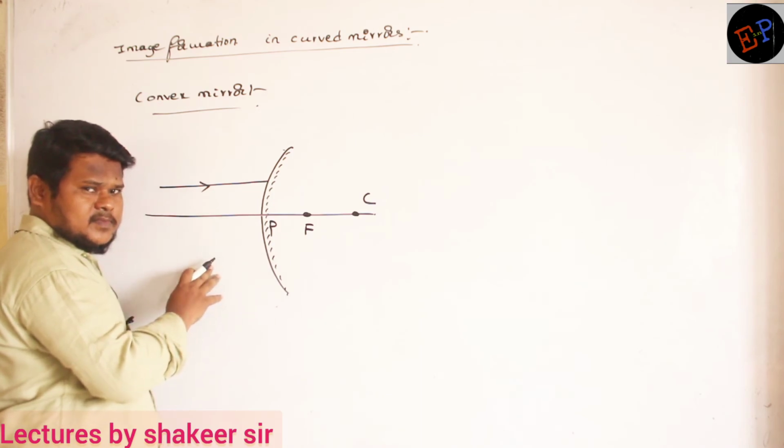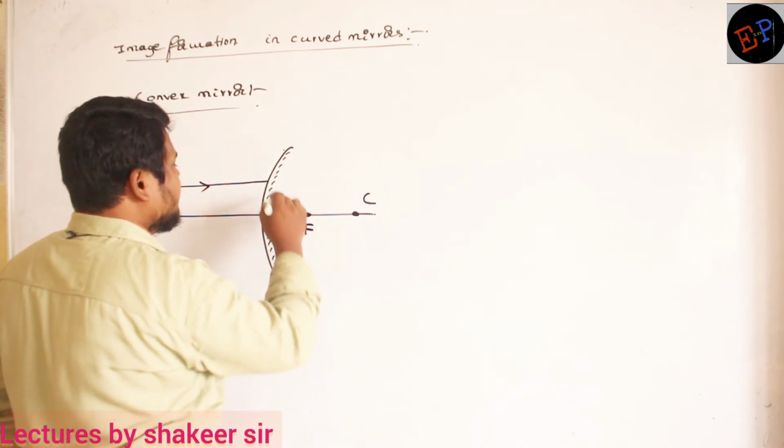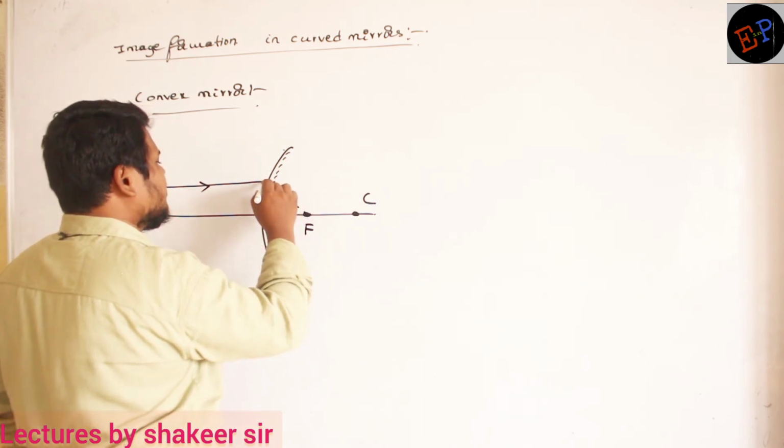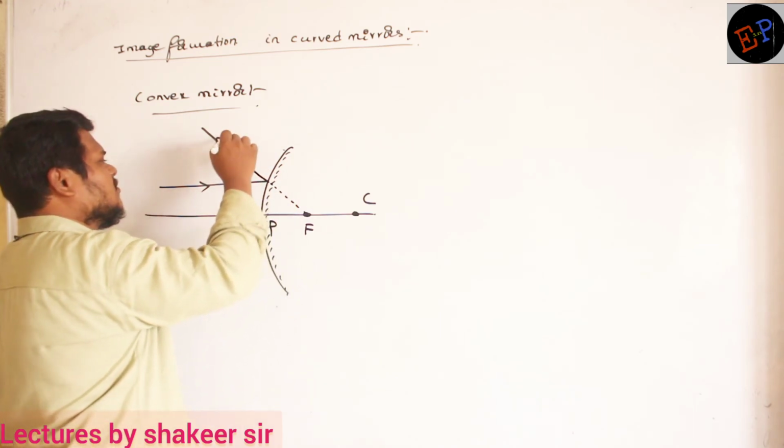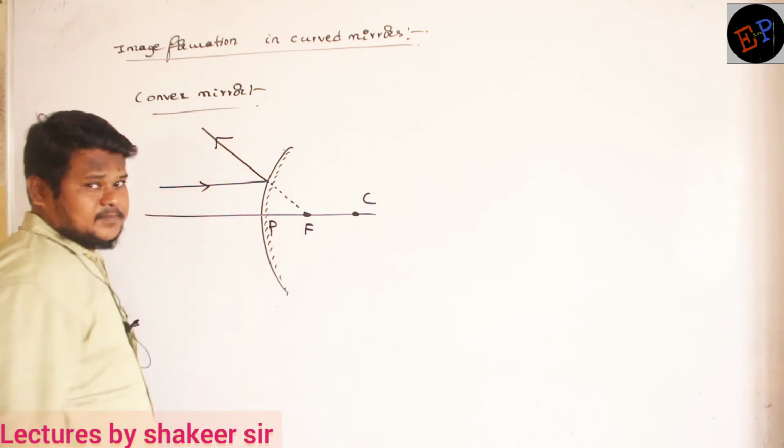How can it pass? So therefore, how it will reflect is that, if you extend this one backwards, it will fall on the focus.